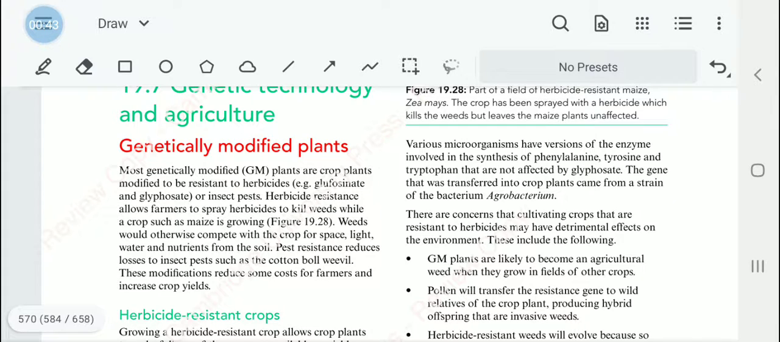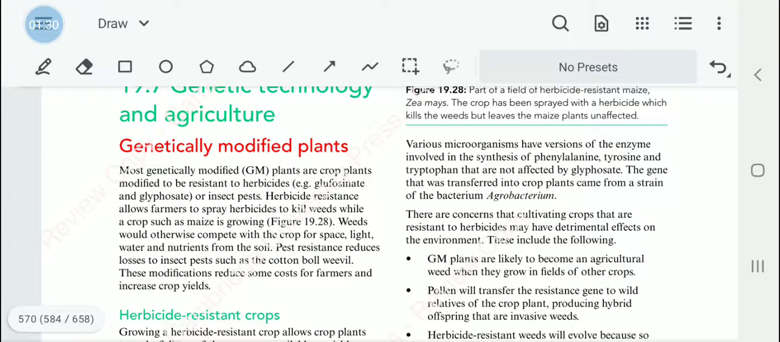Then herbicide resistant plants will allow farmers to spray herbicides to kill weeds. But the crop or the plant that is genetically modified will not be harmed because it has the gene resistant to herbicides. Then the insect or pest resistant gene means that it will produce some proteins which are toxic to the pests who eat them. So as a result, they will die off.